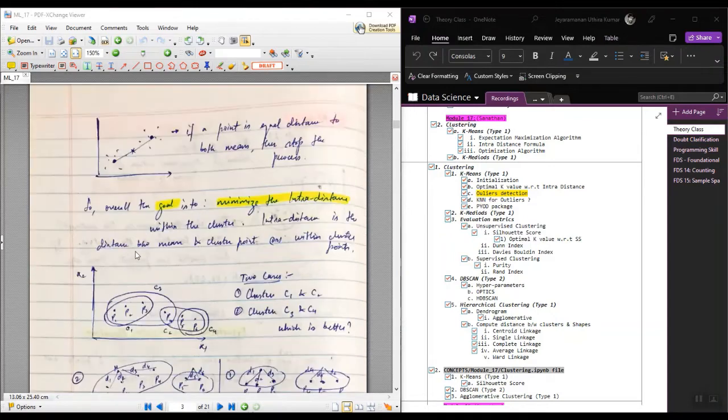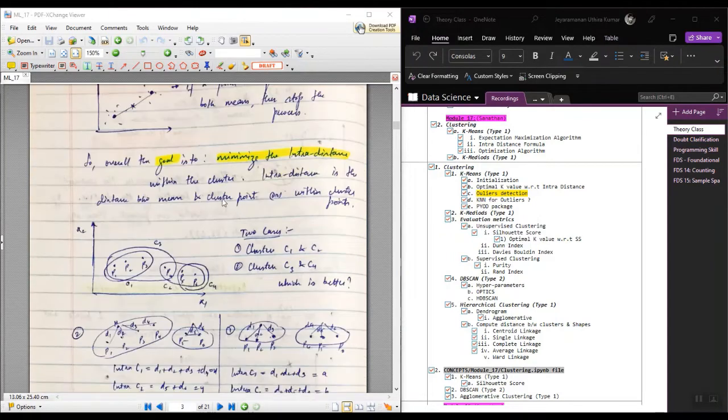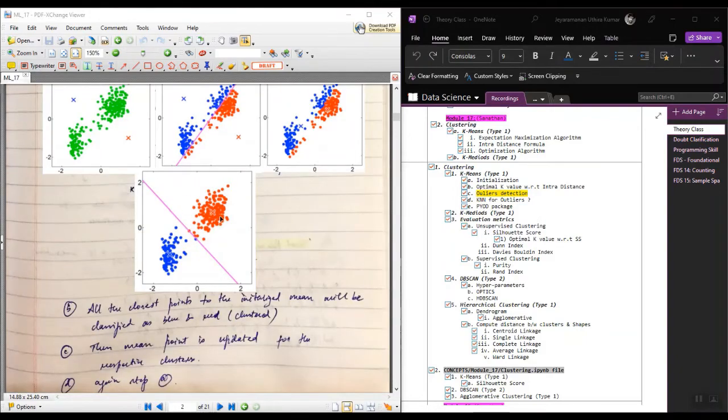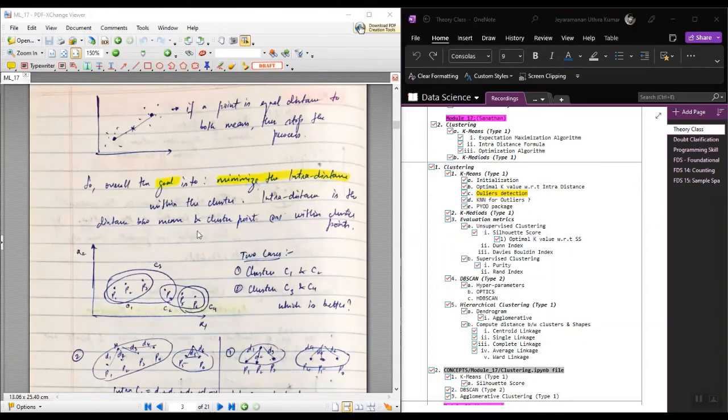Okay, so the overall goal is to minimize the intra distance, that means the distance within the cluster, the distance within the cluster points. The intra distance is basically the distance between the mean and the cluster point. I would say this is the mean point and this is the cluster point. So we have to minimize this distance within these cluster points. Okay, so that is the goal.